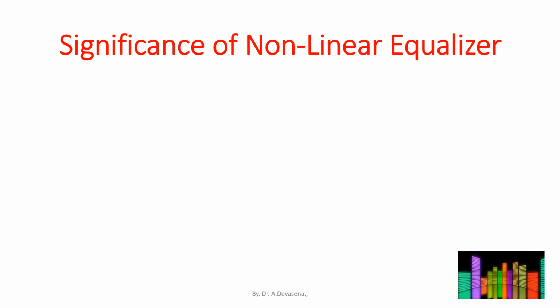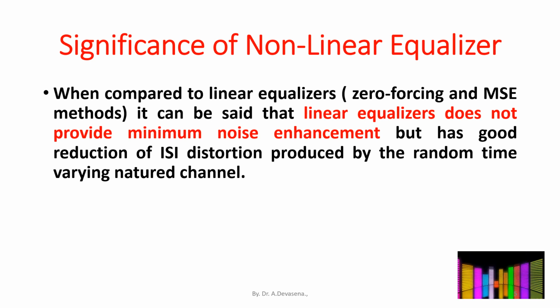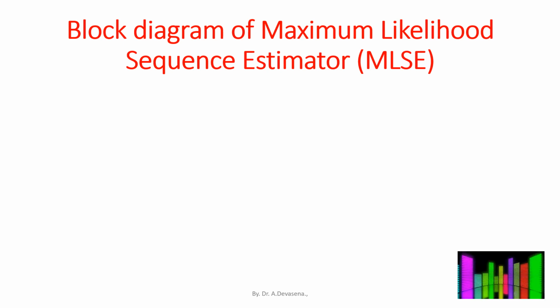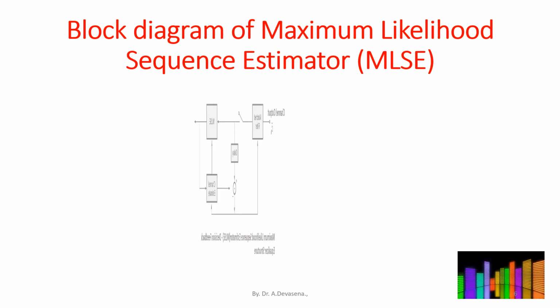Significance of nonlinear equalizer. When compared to linear equalizer, zero forcing and MLSE methods, it can be said that linear equalizers do not provide minimum noise enhancement but have good reduction of intersymbol interference, that is ISI distortion, produced by the random time varying nature of the channel. Hence, these nonlinear structures were given importance, and the decision feedback equalizers under it produce minimum noise enhancement at the cost of some amount of ISI distortion in the system. Block diagram of maximum likelihood sequence estimator MLSE is given here.